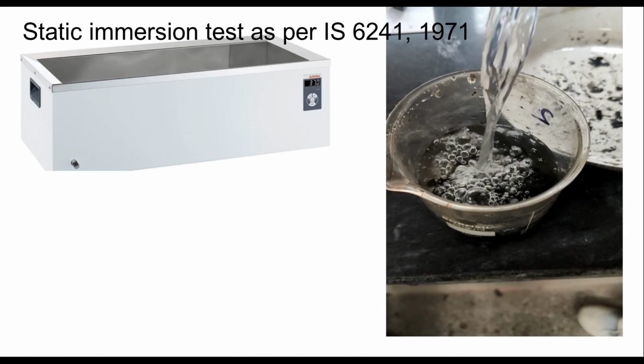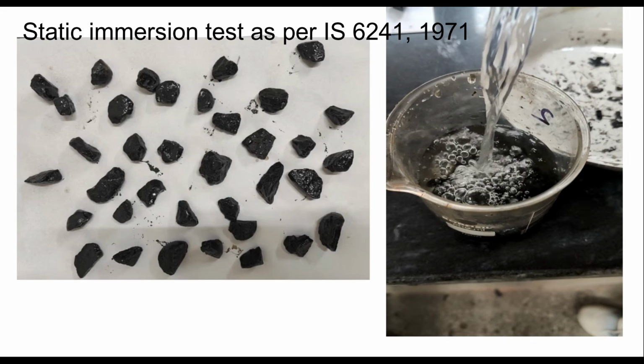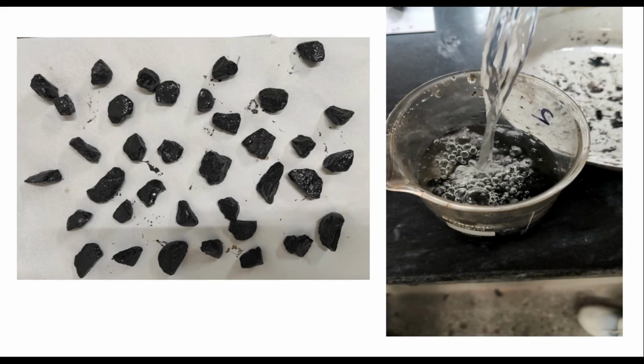After 24 hours, take the beaker out from the water bath, cool it to room temperature, and then spread these aggregates on a white paper or in a tray, and then examine the individual particle for the coating of the aggregate. The stripping value is reported as the ratio of uncovered area or area of aggregate when the bitumen has been removed divided by total area of the aggregates.